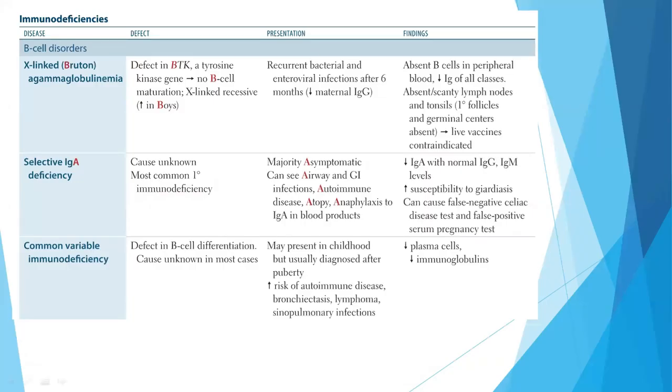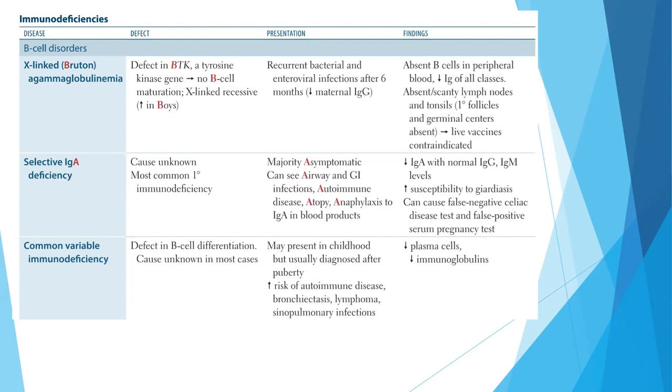So, talking about immune deficiencies, let's just start with X-linked or Bruton agammaglobulinemia. It is a defect in the BTK, or tyrosine kinase, gene. So there is no B cell maturation. It is X-linked recessive, so it occurs more in boys. So remember B for B.